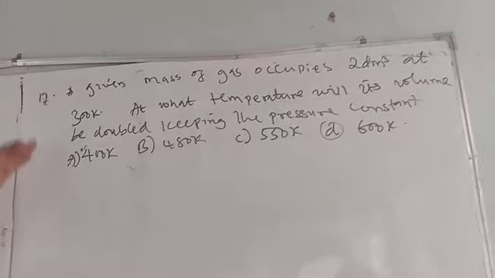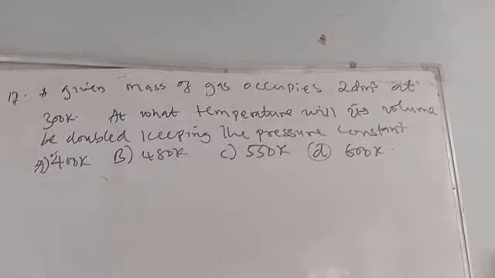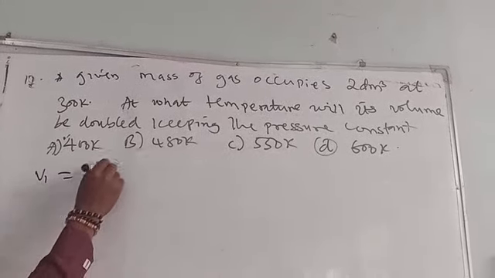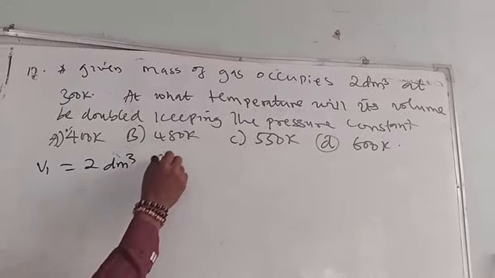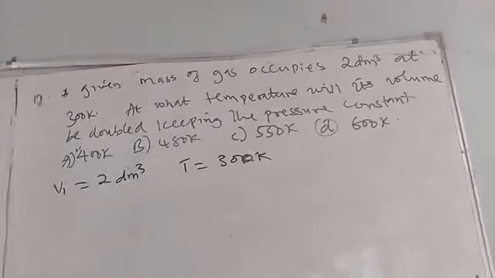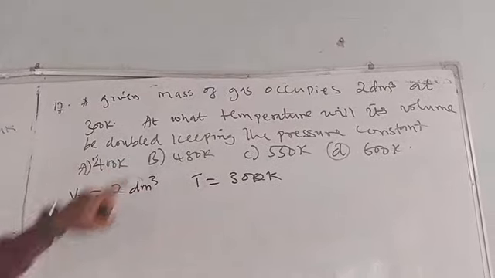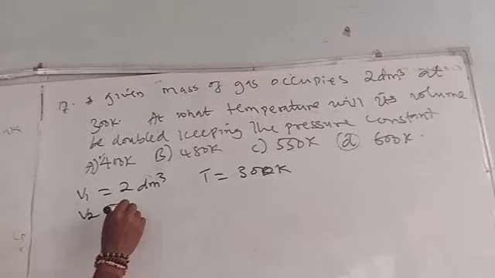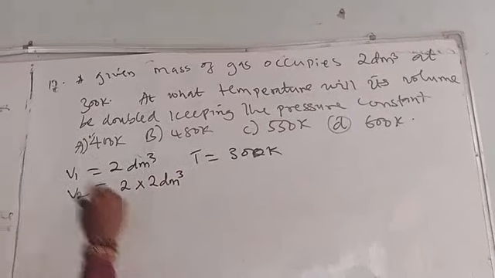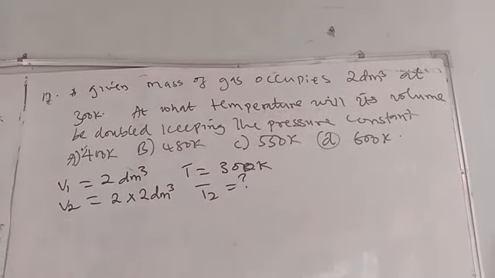Let's move. A given mass of gas occupies 2 dm³ at 300 Kelvin. At what temperature will the volume be double? So to solve this, you say V1 is equal to 2 dm³, T1 is equal to 300 Kelvin. V2 is going to be 2 times 2 dm³ because the volume will be double. And T2 is what we are looking for, keeping the pressure constant.